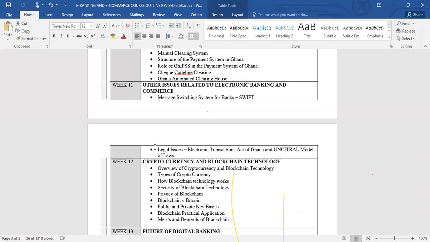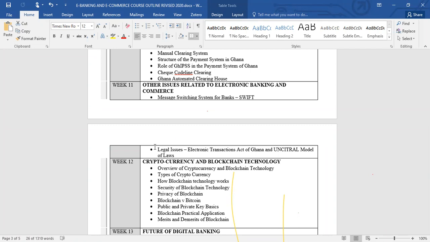Under the other issues, we'll look at the message switching systems for banks. The main one we'll consider is SWIFT, the Society for Worldwide Interbank Financial Telecommunication. That's the full meaning of SWIFT. We'll also look at other legal issues, that is the Electronic Transactions Act of Ghana and the Ancestral Model of Laws, which is an international law. Then in week 12, we will consider cryptocurrency and blockchain technology.